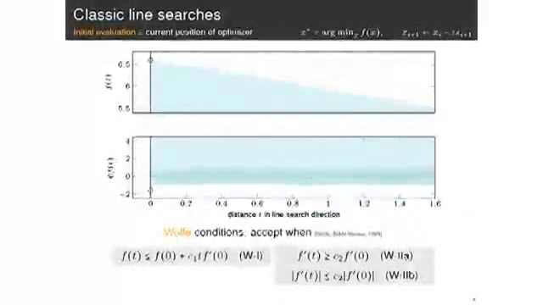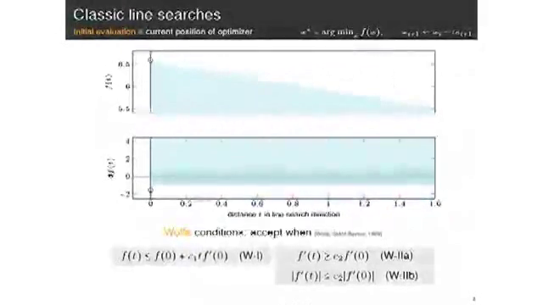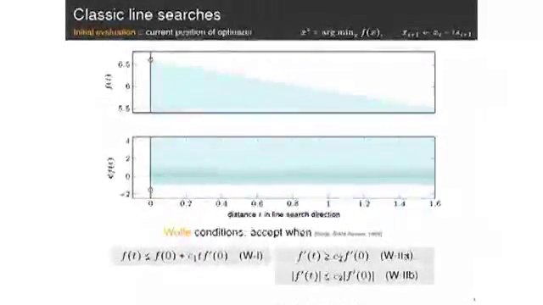Every line search starts with an initial function and gradient evaluation at the current position of the optimizer. So the top plot shows function values, the second plot gradients, and the initial evaluation is already plotted on the left. And on the x-axis, there's the step size. So the line search now tries to find a good or appropriate point on the positive x-axis.